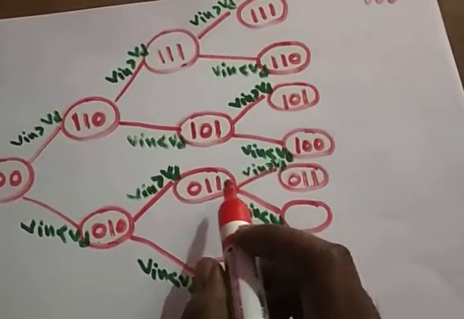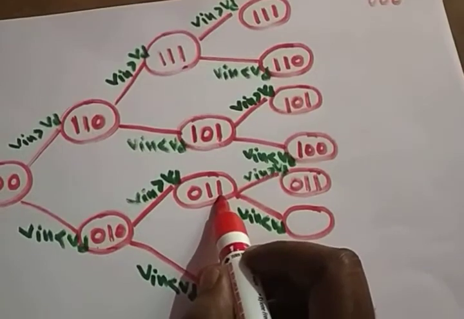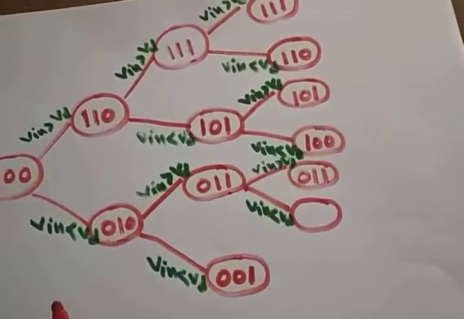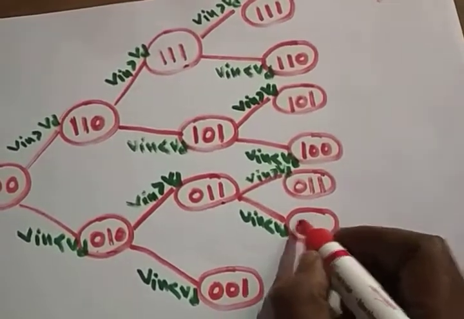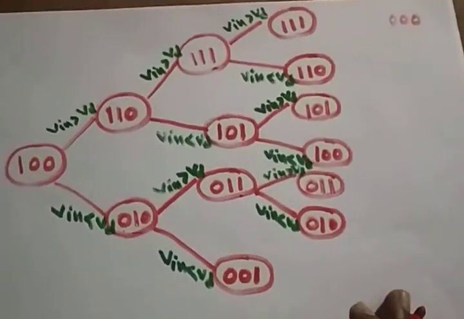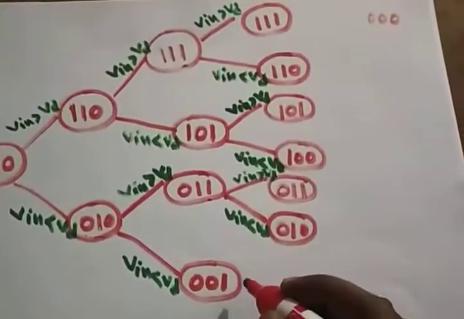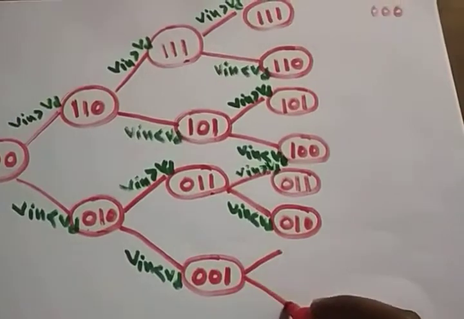next bit. The previous bit is 1. You have to reset it. There is no next bit, so you just leave it. 0, 1, 0. Hope it's clear. Again, you are getting two possibilities.